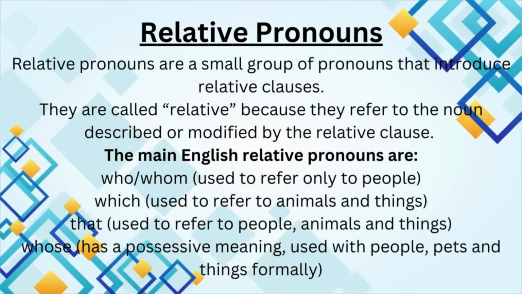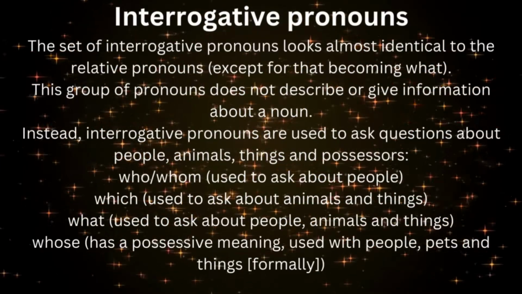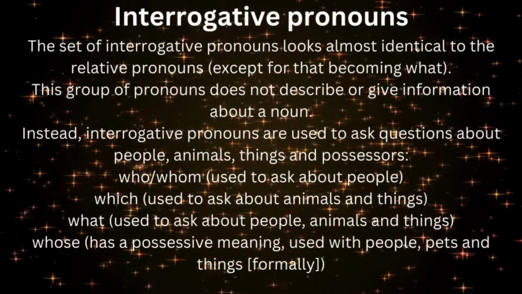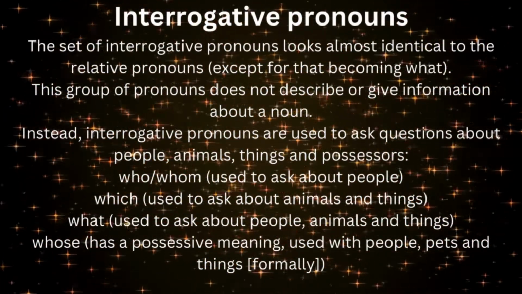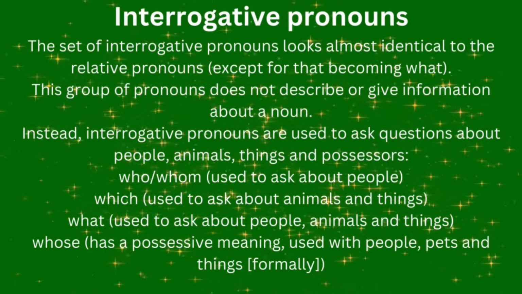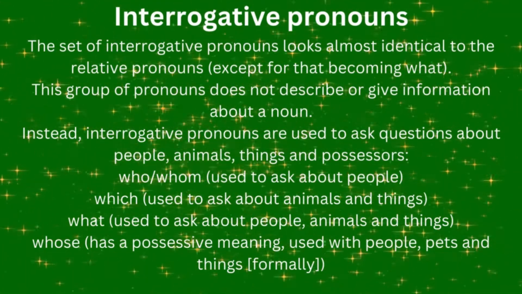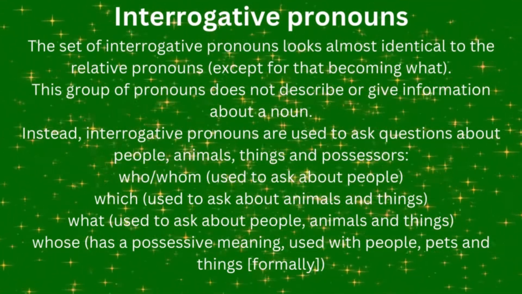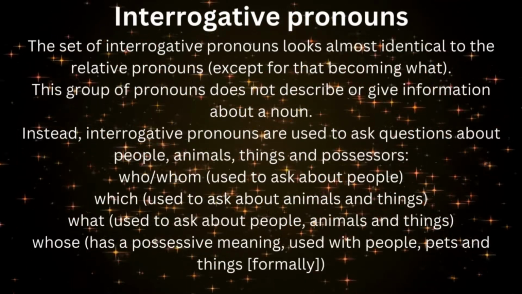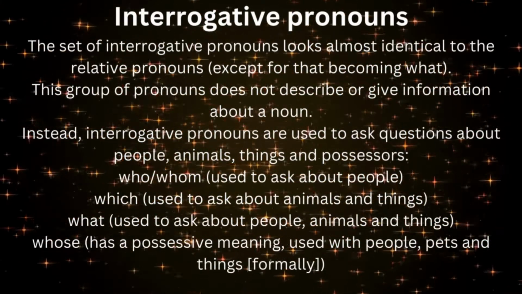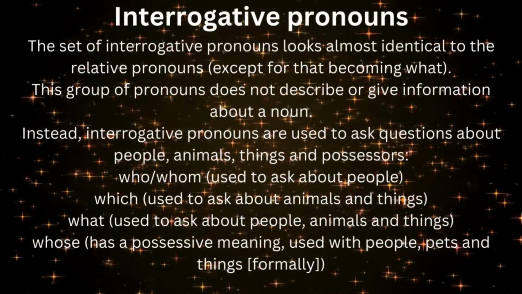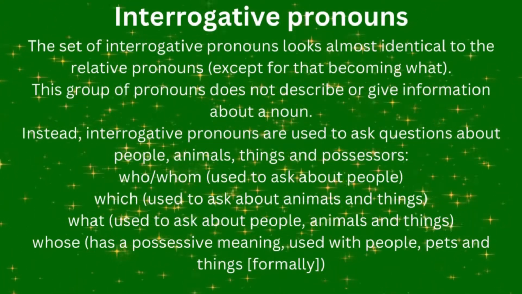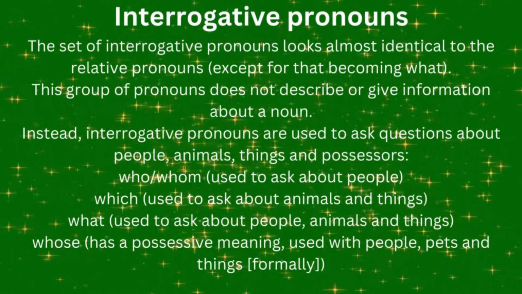So number 6 type of pronoun is interrogative pronouns. Now what are they? You might be hearing it for the very first time. The set of interrogative pronouns looks almost identical to the relative pronouns. This group of pronouns does not describe or give information about a noun. Instead, interrogative pronouns are used to ask questions about people, animals, things, and possessors. That means who, whom, which, what, whose.